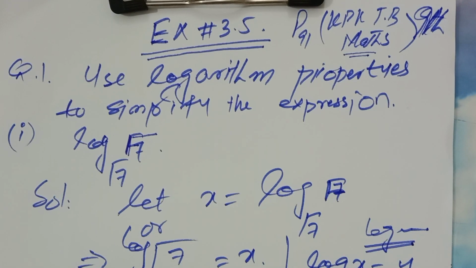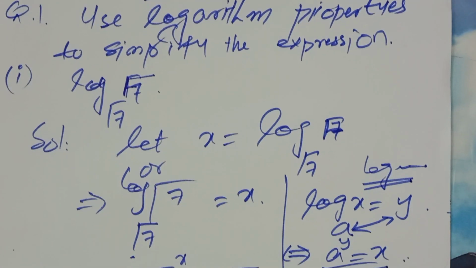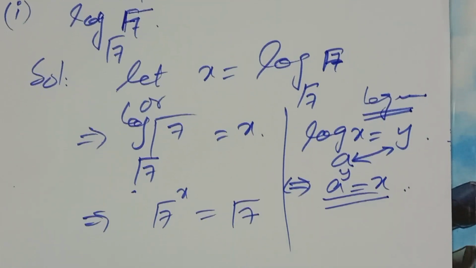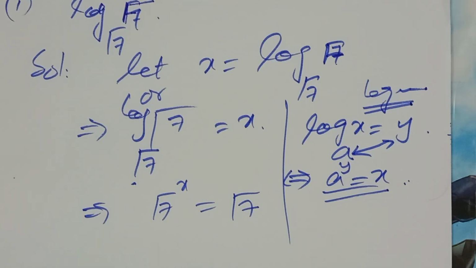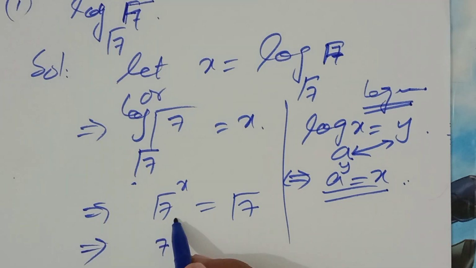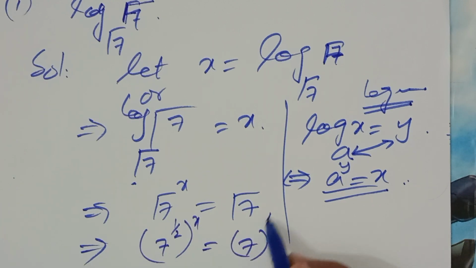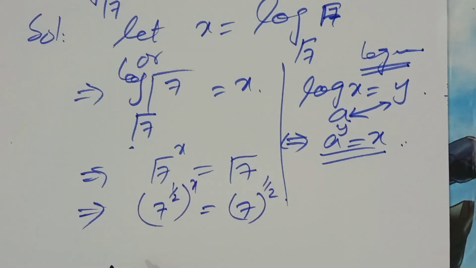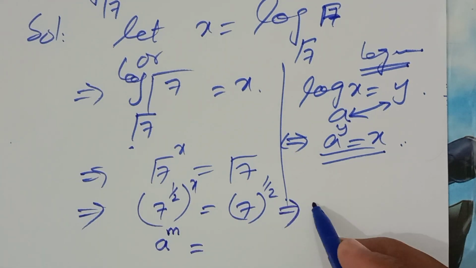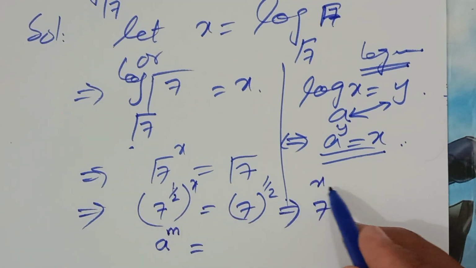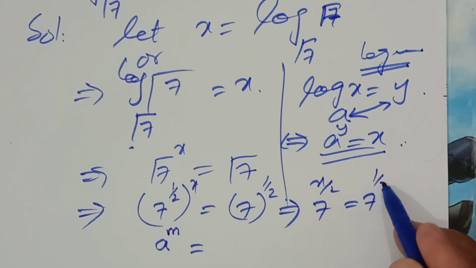Clear? So by means of this we can find out the value of x. So for this we have to simplify the exponential: under root 7 whole raised to power 1 over 2 of x equal to 7 whole raised to power 1 over 2. So by exponential law, we can say that 7 raised to power x divided by 2 is equal to 7 raised to power 1 over 2.